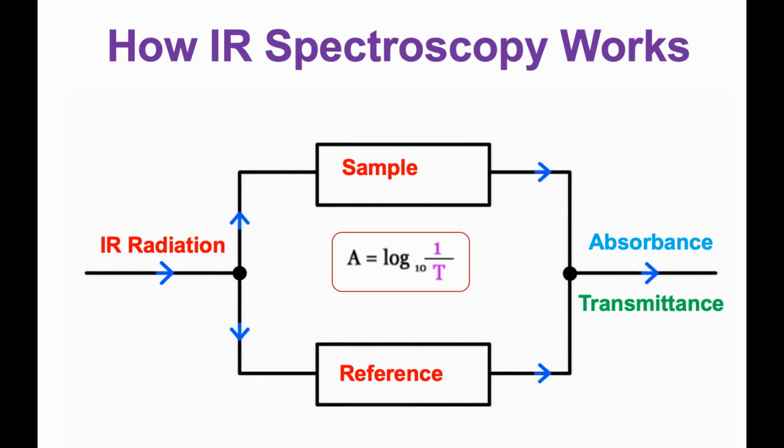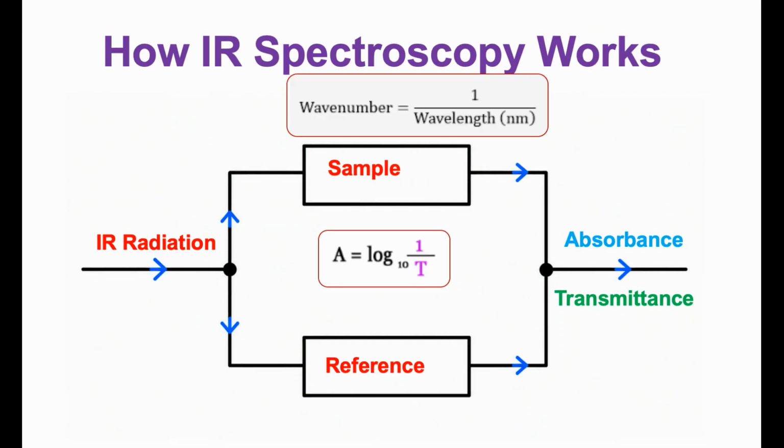The unit used on the x-axis of an IR spectrum is wave number, and the wave number equals 1 divided by the wavelength. So for wave number, we have to change that wavelength from nanometers to centimeters. Remember, 10 raised to 9 nanometers equals 1 meter, and 1 meter equals 100 centimeters.